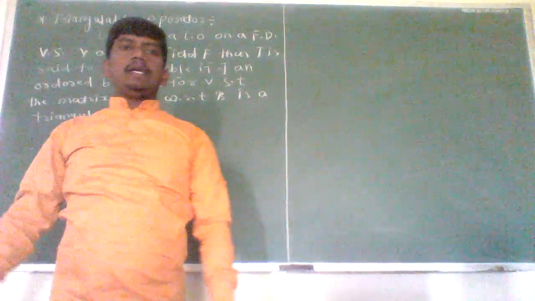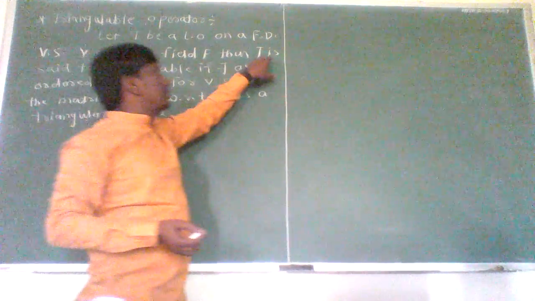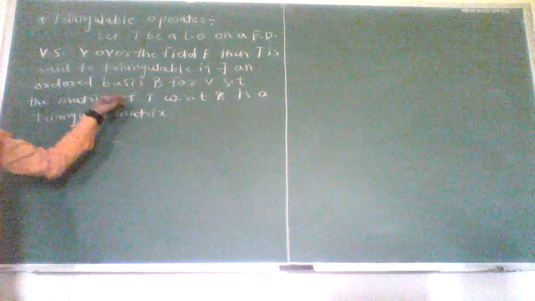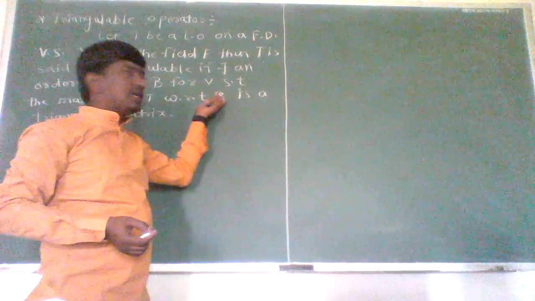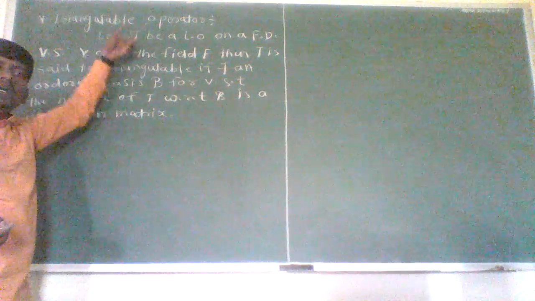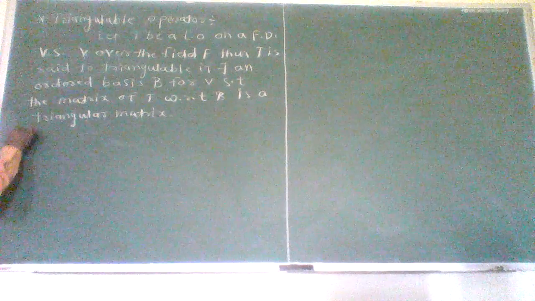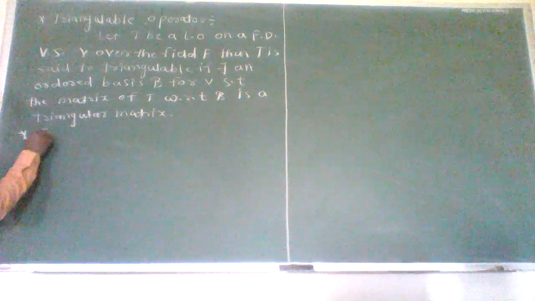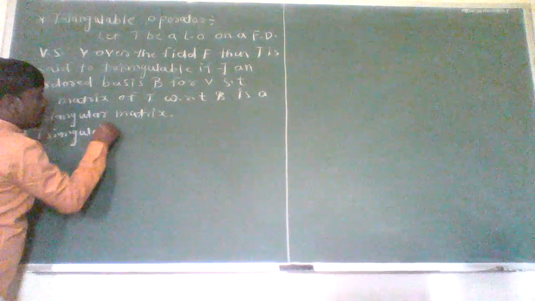Suppose T is any linear operator defined on a finite dimensional vector space V over the field F. Then this T is said to be a triangulable operator if there exists an ordered basis B for vector space V such that the matrix of linear operator T with respect to basis B is a triangular matrix. Then we say that the given linear operator T is a triangulable operator. Similarly, now we have to see what a triangulable matrix is.